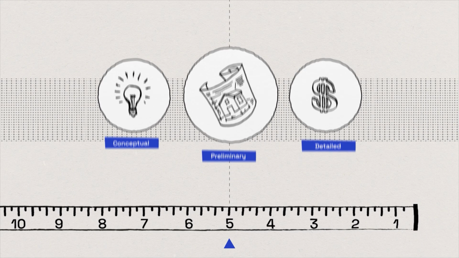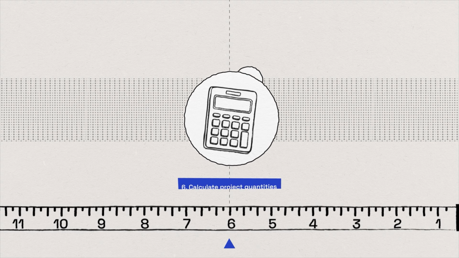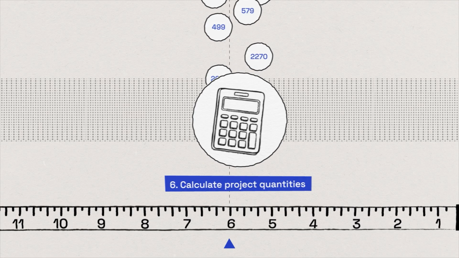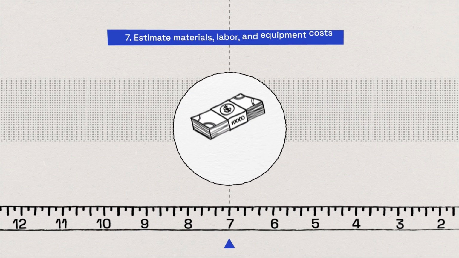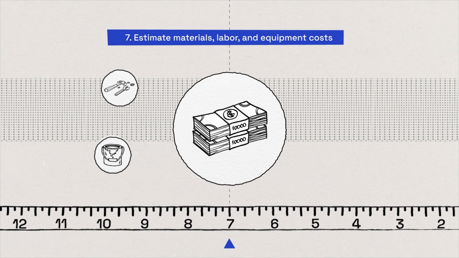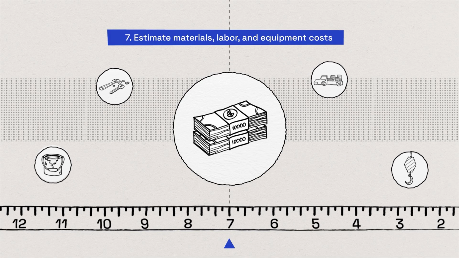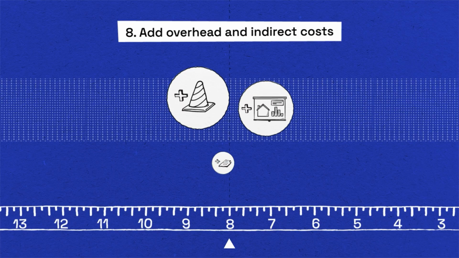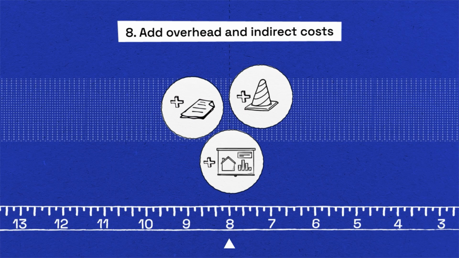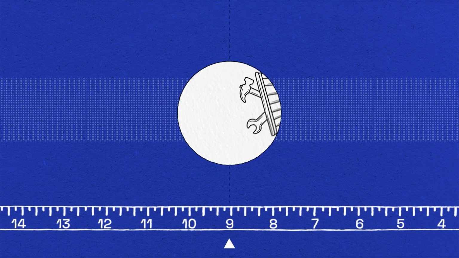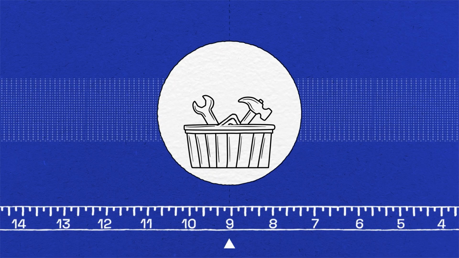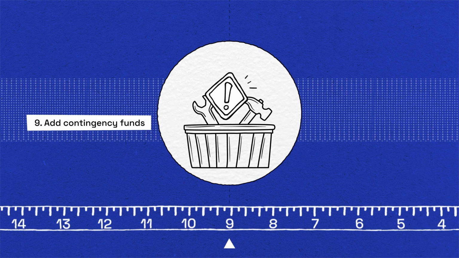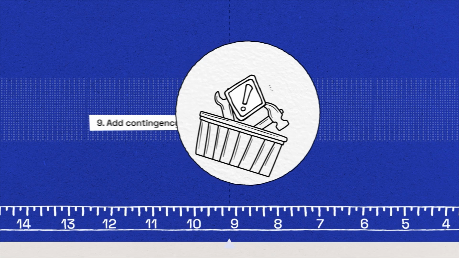The 6th step is to break down the project into parts and calculate quantities, everything from foundations to walls to finishes. Step 7 is to calculate the rough costs for each major part of the project: materials and delivery, labor hours and rates, plus any equipment rentals or maintenance. Don't forget overhead and indirect costs like temporary on-site utilities, insurance, and permits. That's the 8th step. Number 9, things happen on every job, so build in a little buffer. Set aside 5 to 15% for surprises, like material price jumps or unexpected site problems.